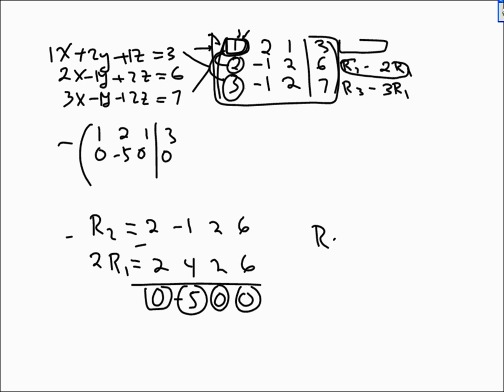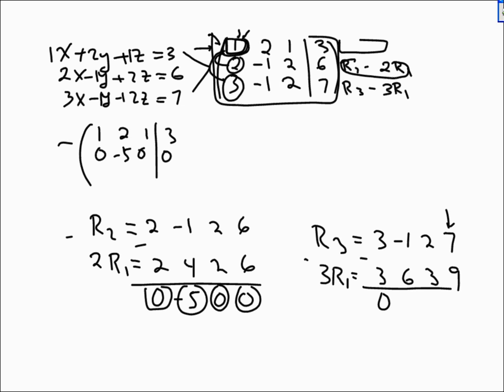Okay, for the third row, row 3, I'm going to take away 3 row 1s. Row 3 are these numbers. Notice I am including the numbers to the right of the line. 3 row 1s are 3, 6, 3, 9. And if I subtract, I get my 0, negative 7, negative 1, negative 2. Okay, 0, negative 7, negative 1, negative 2.